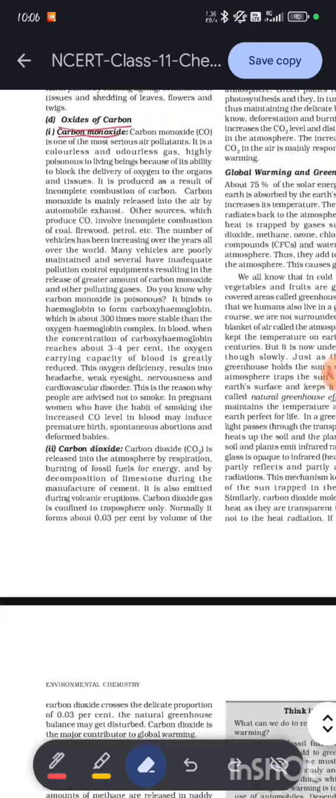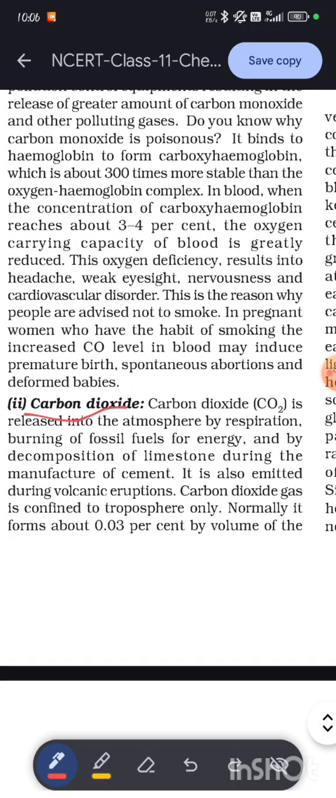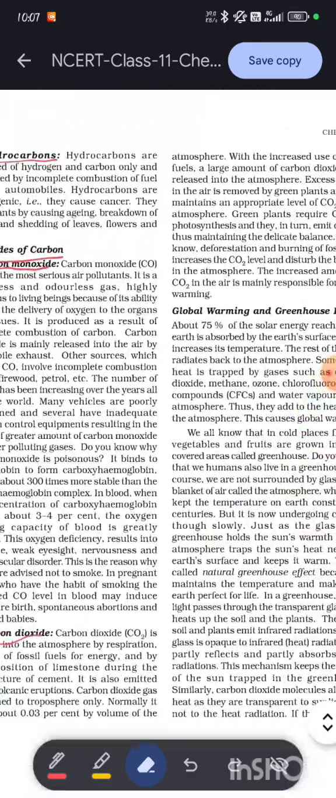The second part of oxides of carbon is carbon dioxide. Carbon dioxide, CO2, is released into the atmosphere by respiration, burning of fossil fuels for energy, and by decomposition of limestone during the manufacture of cement. It is also emitted during volcanic eruptions. Carbon dioxide gas is confined to the troposphere only. Normally it forms about 0.03% by volume of the atmosphere.